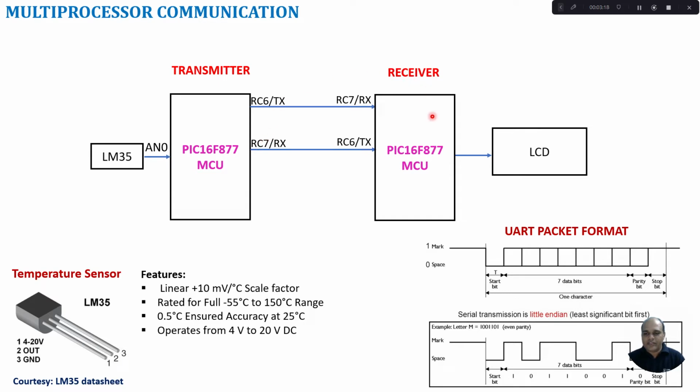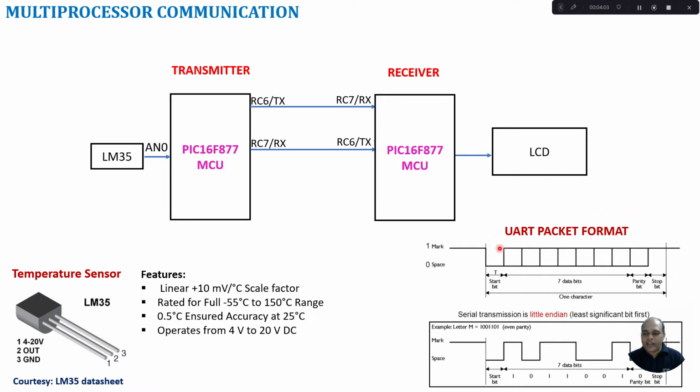On the receiving side, we will get the data again using the UART protocol. You can see on the receiving side, the receiver pin, which is RC7, is connected to the transmitter line of the transmitter microcontroller. In the same way, the transmitter pin of the receiving side is connected to the receiver pin of the transmitter microcontroller. So it will be like a cross connection. A transmitter on one side goes to the receiver on the other side, and a receiver on one side goes to the transmitter on the other side. After receiving the data using the microcontroller, we put it onto the LCD.